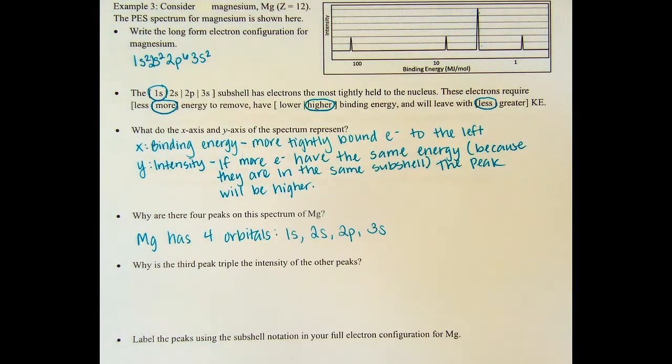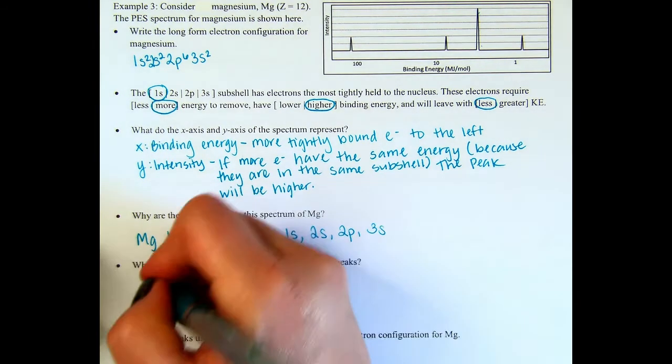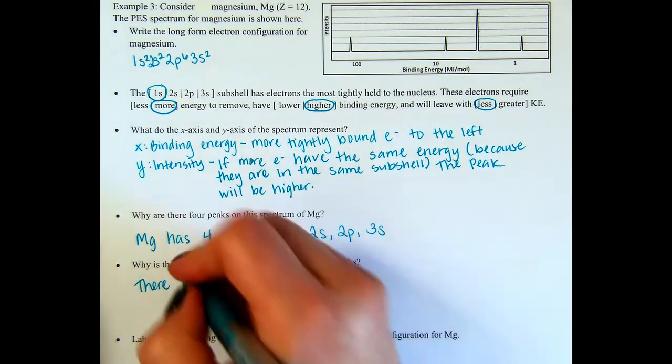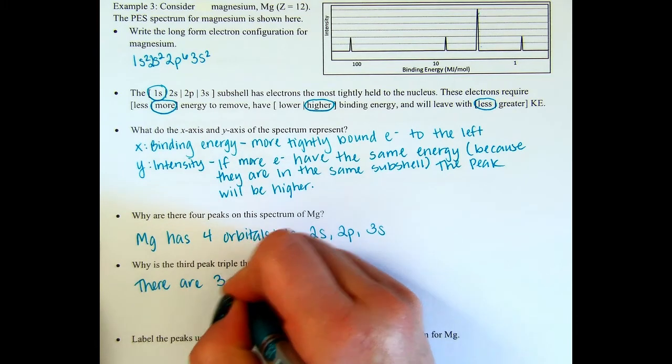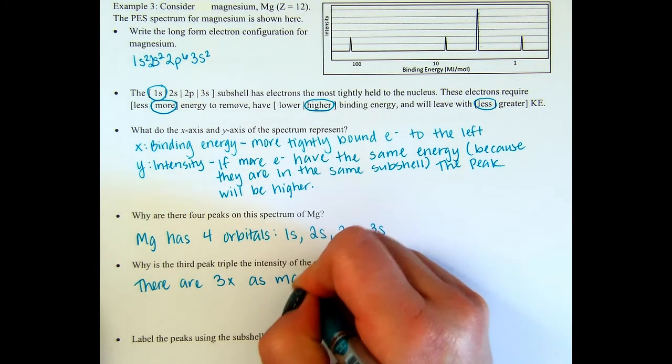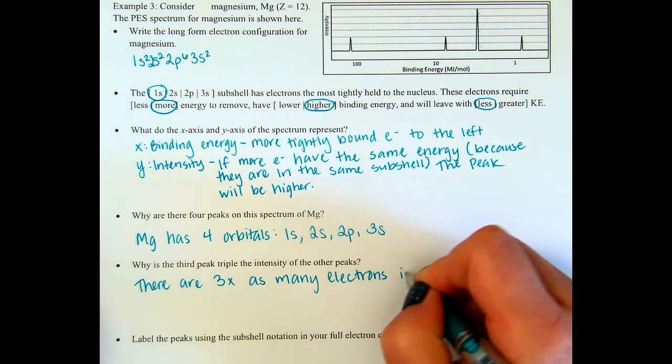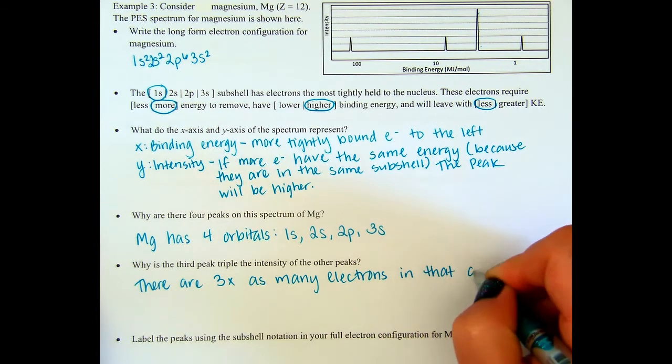Okay, so why is the 3rd peak over here triple the intensity of the others? So think about that, and then come check your work. Okay, so if you said that there are 3 times as many electrons in that subshell than the others, you would be correct. So there are, because it's 3 times as high, 3 times as many electrons in that atomic orbital.